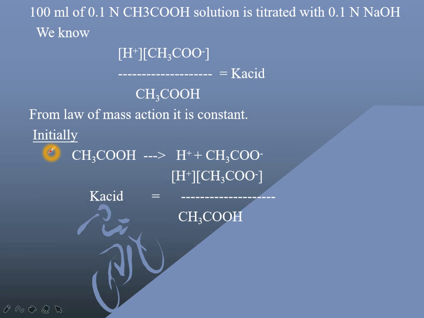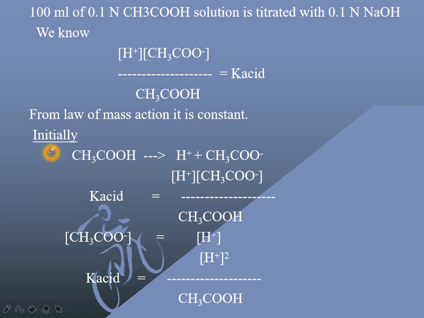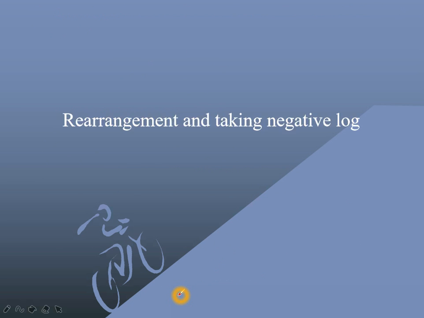At that time the K acid will be H plus into CH3COO minus divided by CH3COOH concentration. But initially the CH3COO minus amount will be equal to the concentration of H plus. Therefore we can write the above equation as K acid equal to H plus into H plus, so H plus whole square concentration divided by CH3COOH.